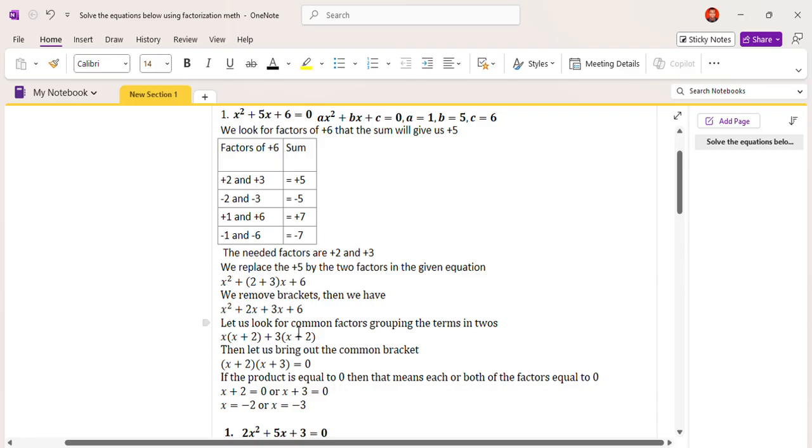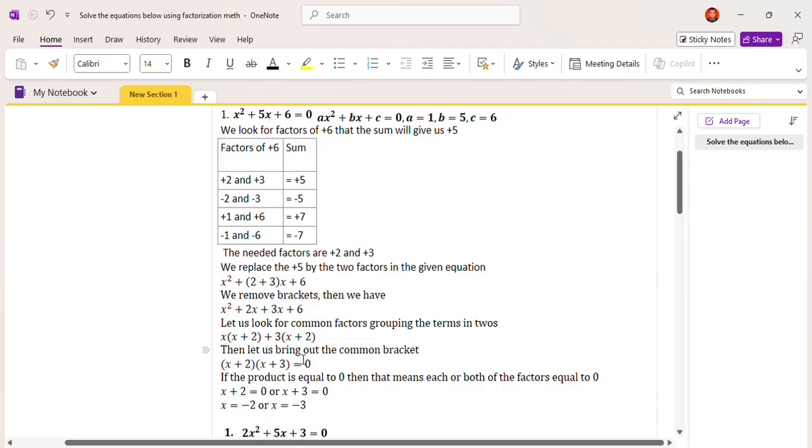Now after that step, we notice that we have a common bracket, so let us bring out the common bracket. The common bracket here now is x plus 2, x plus 2. At this point, if you have done the right thing, you should get a common bracket here. But if you are getting something different, that means you need to look into what you are doing. You need to check what you are doing.